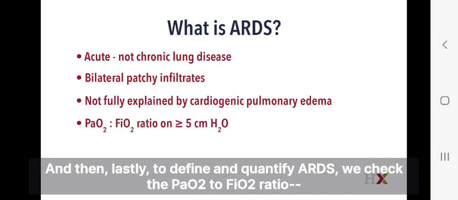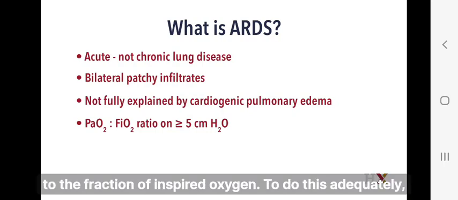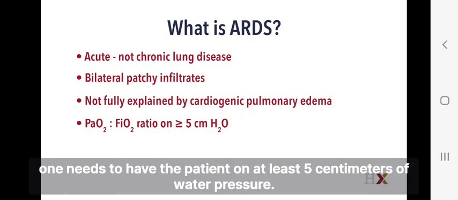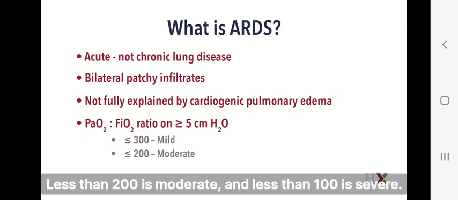And then lastly, to define and quantify ARDS, we check the PaO2 to FiO2 ratio, or the ratio of oxygen in the arterial blood to the fraction of inspired oxygen. To do this adequately, one needs to have the patient on at least 5 centimeters of water pressure. Mild ARDS is defined as a PaO2 to FiO2 ratio of less than 300. Less than 200 is moderate, and less than 100 is severe.